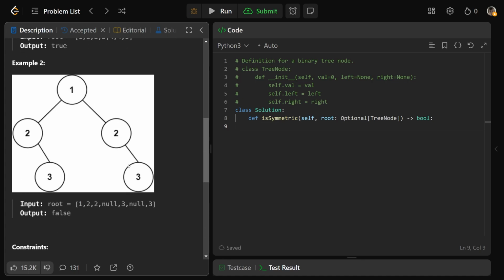This down here is an example of a non-symmetric tree. So 1 has a left of 2 and a right of 2, and over here on the left, we see that its left is none and its right is 3. So over here at this 2, we better have the opposite, that its right is empty and its left is 3. But it's not. It's actually matching. These two subtrees are actually equivalent. We don't want them to be equivalent. We want them to be symmetric. So this example would be false.